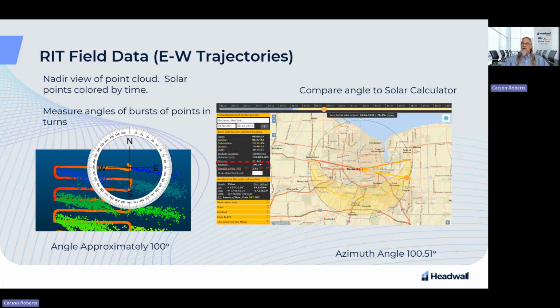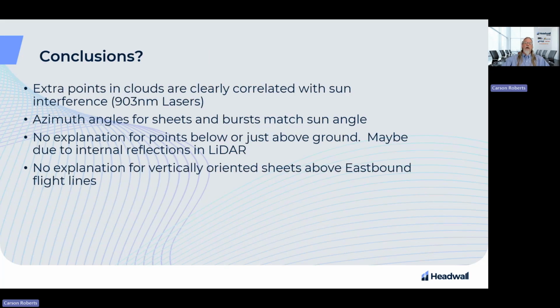So I get a solar angle calculated for the time that that was flown in Rochester, and the sun was at an azimuth of 100 degrees. When I take an orthorectified image, so that is north, south, east, west, of the point cloud, and I look at one of these bursts of points, they are going at 100 degrees. And so that to me says very clearly that these bursts and then the sheets in the other direction are due to the sun coming in, and that's why we don't see them on cloudy days.